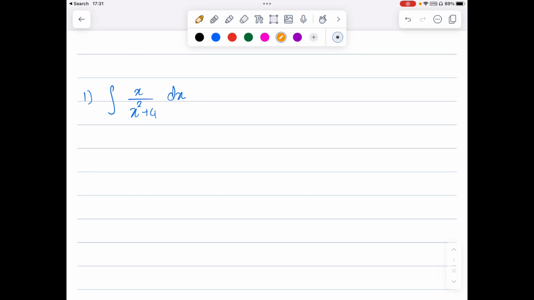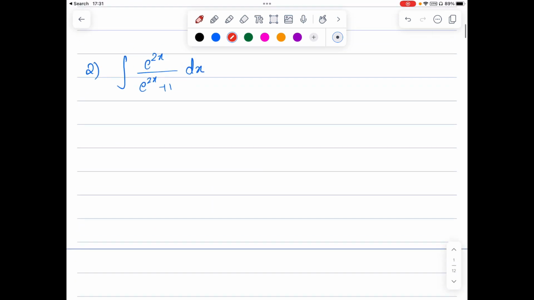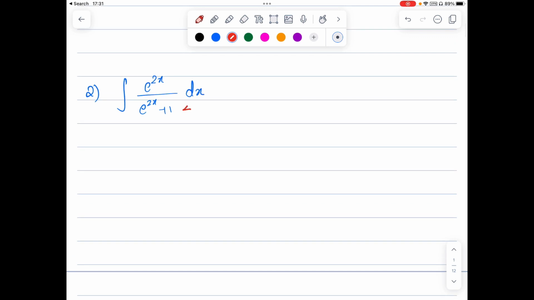Now we see the denominator is x squared plus 4. Its derivative should be present. So what do we do? Multiply and divide by 2. So it becomes 1 upon 2 ln of x squared plus 4 plus c. Same is the case when e to the power of 2x plus 1 is the denominator. Its derivative is 2e to the power of 2x. So multiply and divide by 2: 1 upon 2 ln of e to the power of 2x plus 1 plus c.